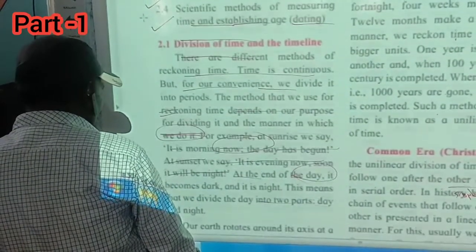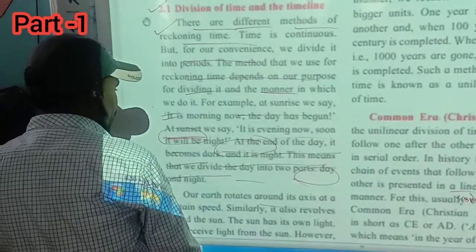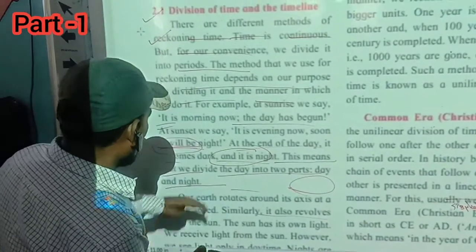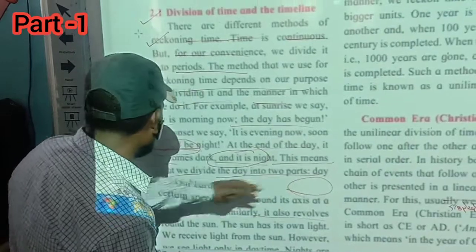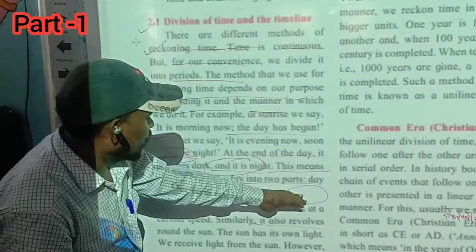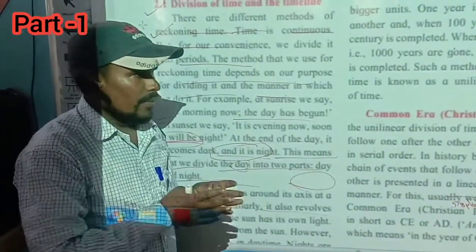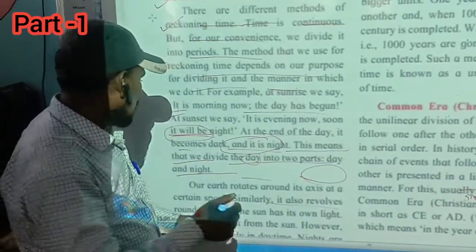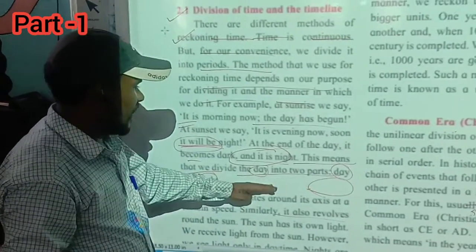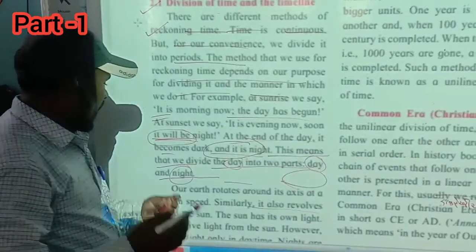This means that we divide the time into parts. We divide the day into 2 parts. One part is day and the other part is night. We divided the day into 2 parts, day and night.